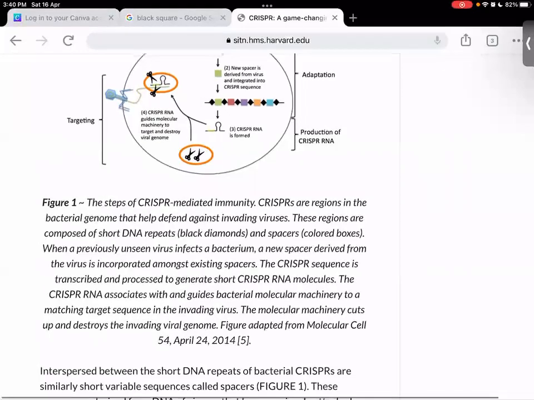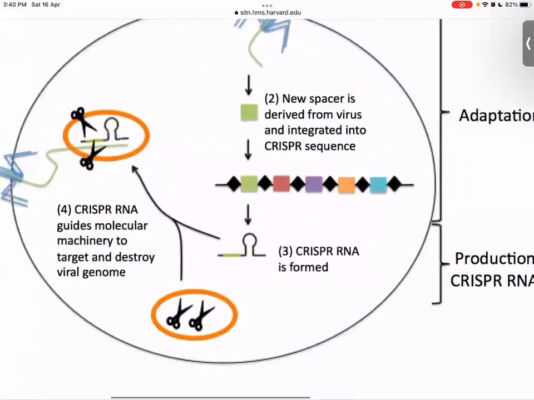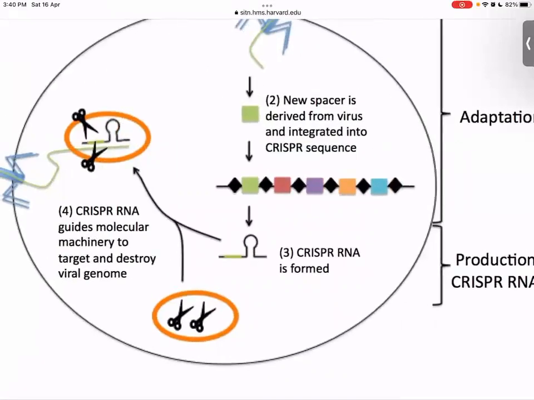You are shown over here some spacer DNA of different colors: a pink color, purple color, orange, and blue color. This shows that this bacteria was attacked by 4 different kinds of viruses. Why? Because 4 different colors of spacer DNA have been stored in the memory of this bacterial genome.